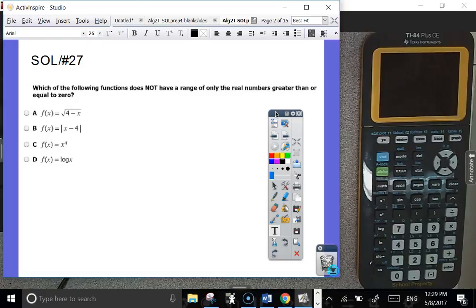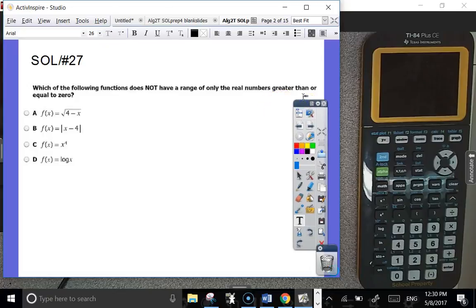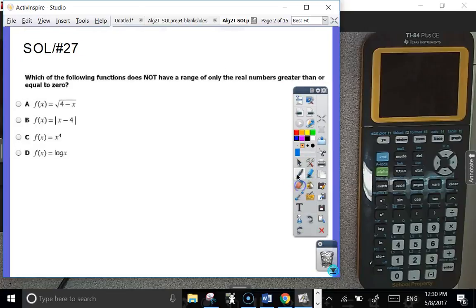So you could see this is a question about the range, and there's 4 different functions here to determine the range of. So it's kind of expected that we know these 4 functions and something about them. It says, which of the following does not have a range of only the real numbers greater than or equal to 0? Meaning y greater than or equal to 0. So which one doesn't have that range?